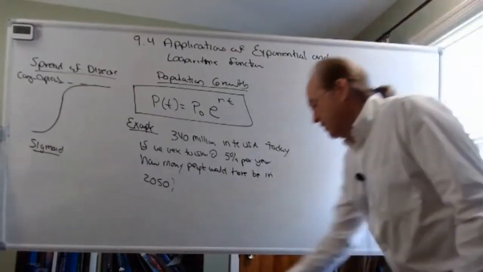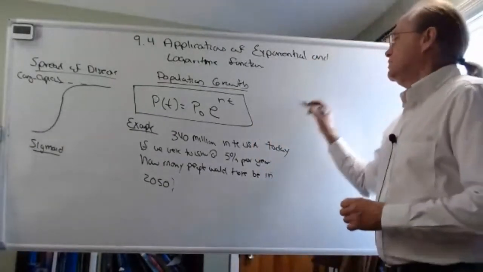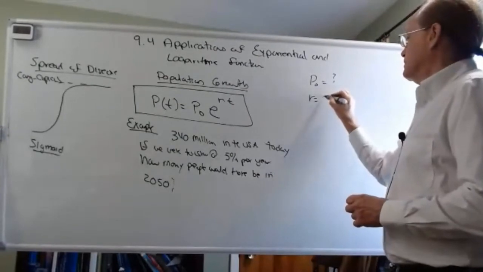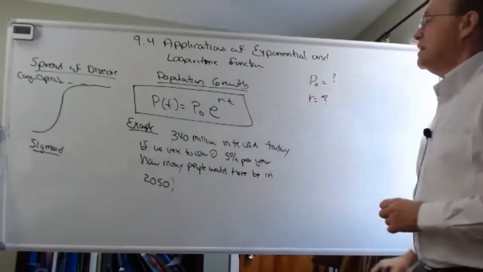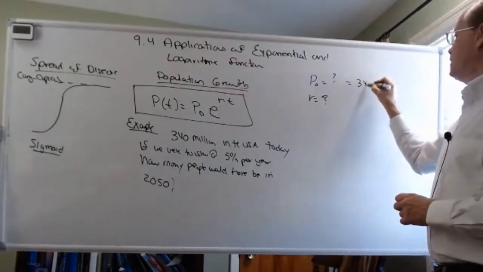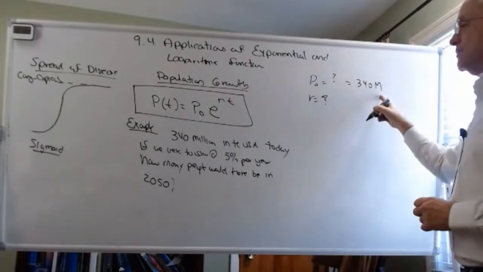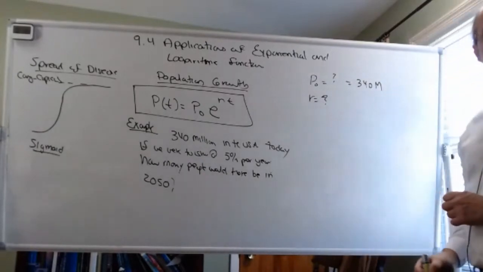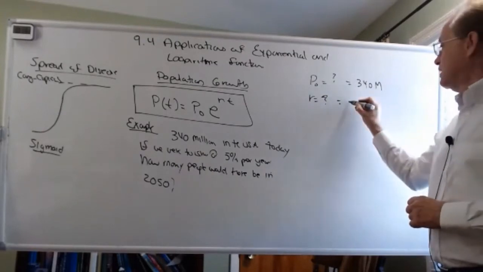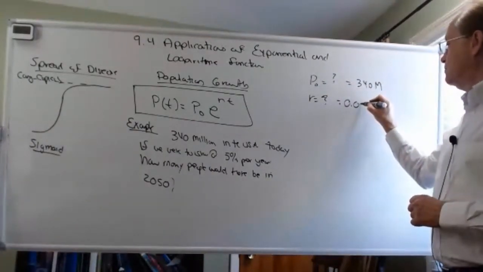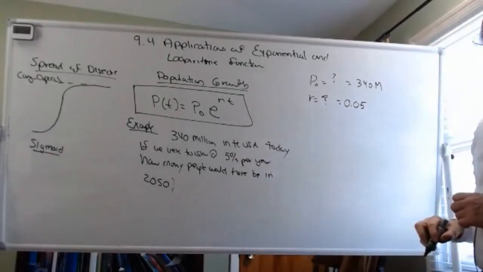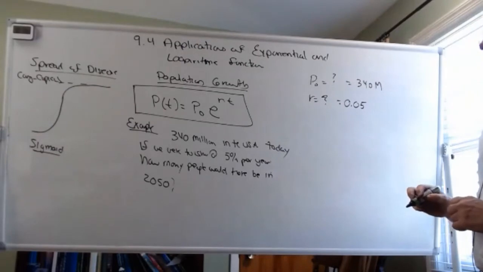So what do we need to know? Well, there are certain parameters we need to know. We need to know what P0 is, and we need to know what R is. P0 is the initial population. In that case, that's 340. I'm not going to write all the zeros. I'll just use capital M for million. Mega is like million. The interest rate written as a decimal, well, 5% is 0.05. Always write it as a decimal. If you don't, it's going to increase at a phenomenal rate.